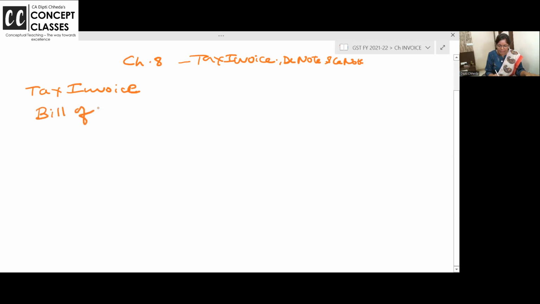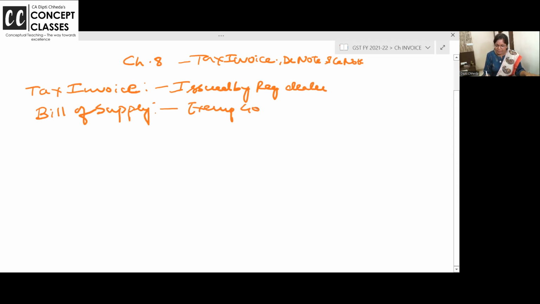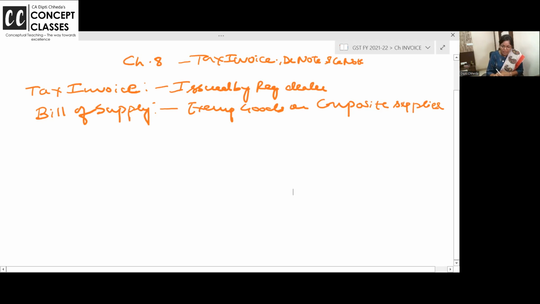Then we have bill of supply. I want all of you to write these one-liners so that you can attempt the question. Tax invoice, write down please: issued by registered supplier or dealer. Bill of supply means when you are supplying exempted goods or composite supply. There are some suppliers who just supply exempted goods. They cannot issue a tax invoice, because they do not have to charge tax, the goods are exempted. So for exempted goods or composite supply, what will they issue? Bill of supply.